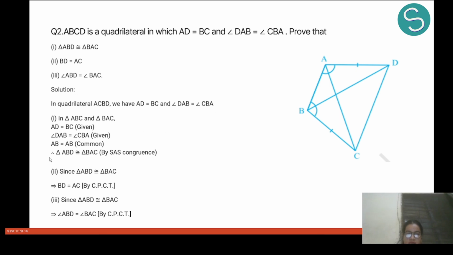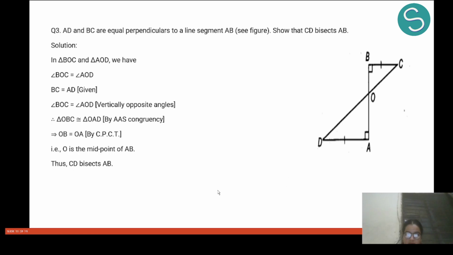So triangle ABD is congruent to triangle BAC by side-angle-side congruency. Also, in the second part, we have to prove BD equals AC. Since the triangles are congruent, BD equals AC by CPCT, that is corresponding parts of congruent triangles. The third part is we have to prove angle ABD equals angle BAC. So these two angles are also equal by CPCT.